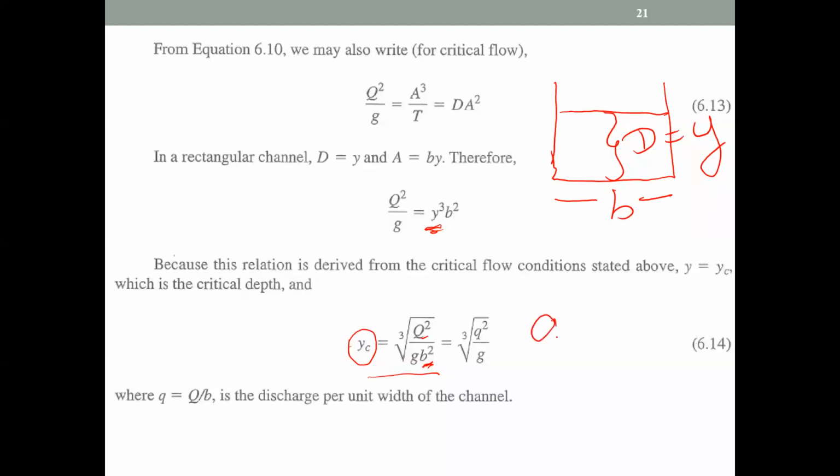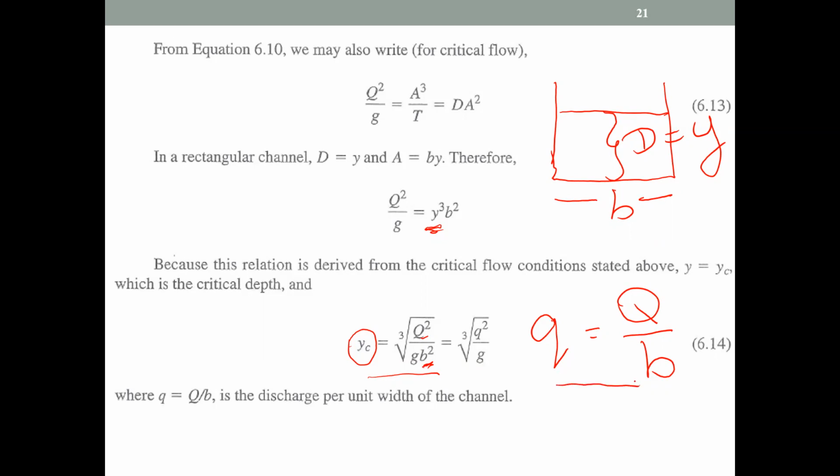Now we define another parameter, it is called the q. Simply q is equal to the flow rate divided by the width. What is the definition of this one? That is the flow rate per unit width of the channel. So that is q.